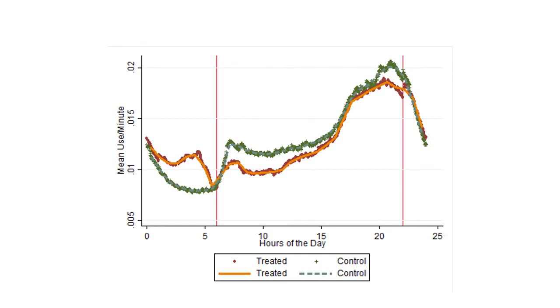So you see that the treated group is using more electricity just before 5 a.m. or 6 a.m. than the control group. The red line is higher than the green line prior to 6 a.m. But then after 6 a.m. the red line is lower than the green line, meaning that whatever those households are consuming, they shifted that consumption to the nighttime periods rather than the daytime periods.